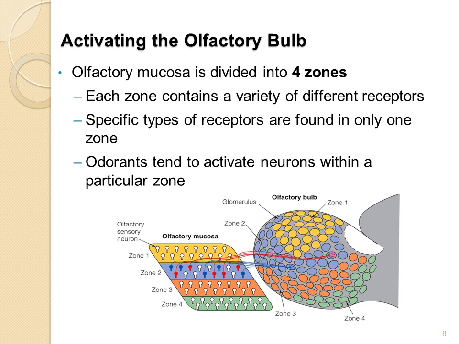So you can see the olfactory bulb and the different zones of the olfactory bulb. Each zone has sensory neurons, and these specific sensory neurons are found in only one zone, so an odorant will activate neurons within a particular zone.